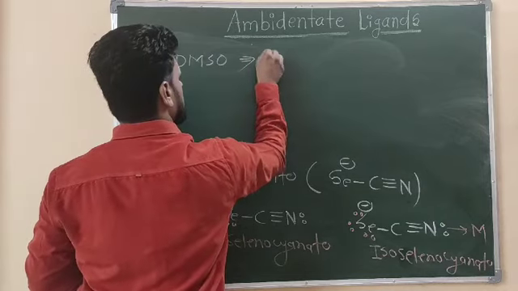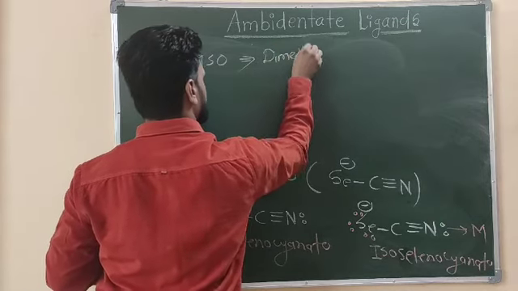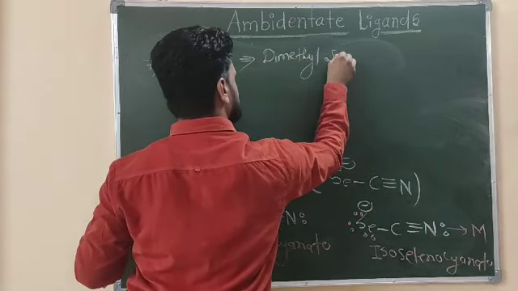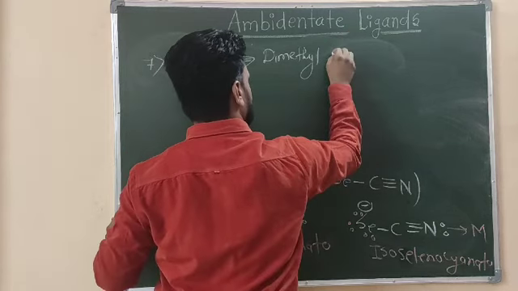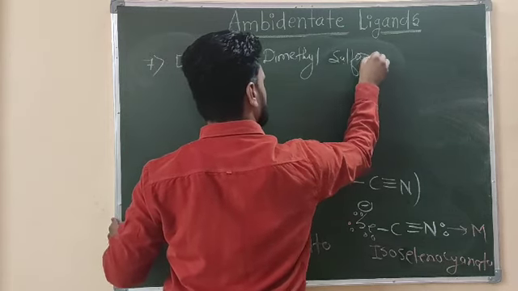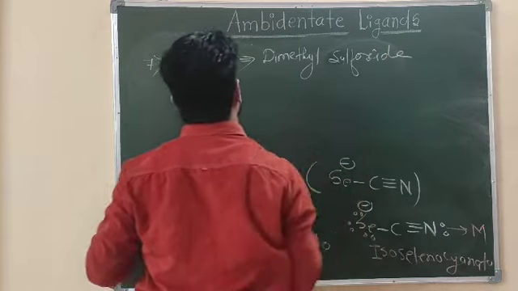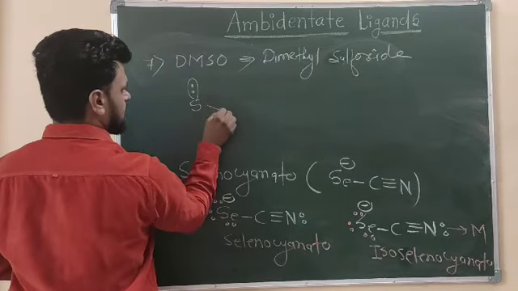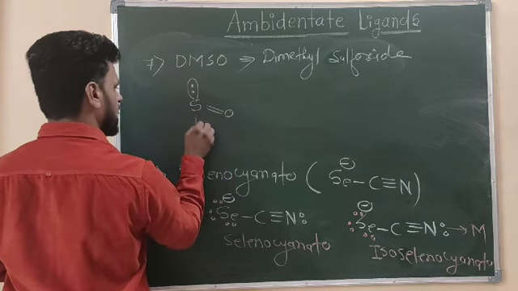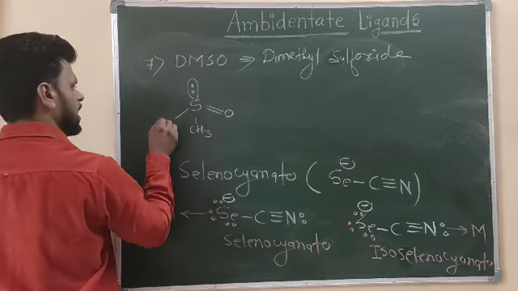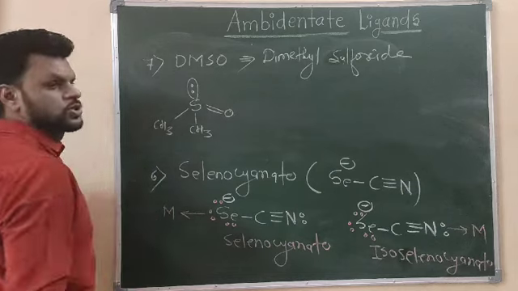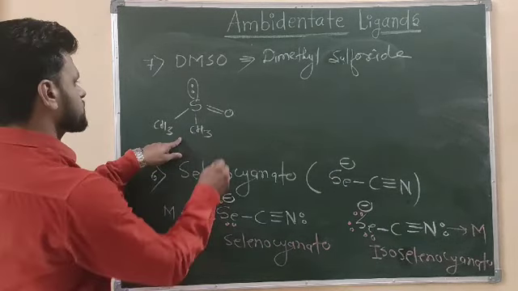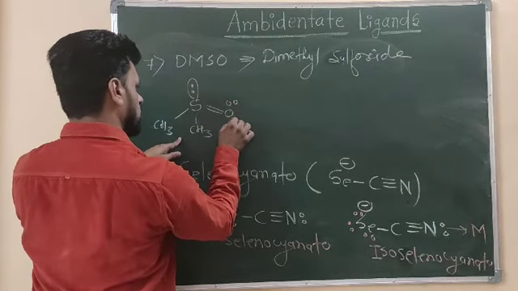This is called dimethyl sulfoxide. Here, sulfur has an electron lone pair, S double bond O, and we have two CH3 groups. If you look at this molecule, oxygen carries two electron lone pairs.